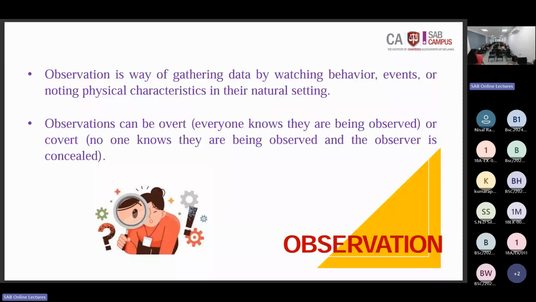The other one is covert. What do you mean by covert? You don't know you are being studied. We have cameras and networks. You don't know, meaning you don't know you are going to be observed. That is what covert observation is. Therefore, there are two types of observation, covert and overt.